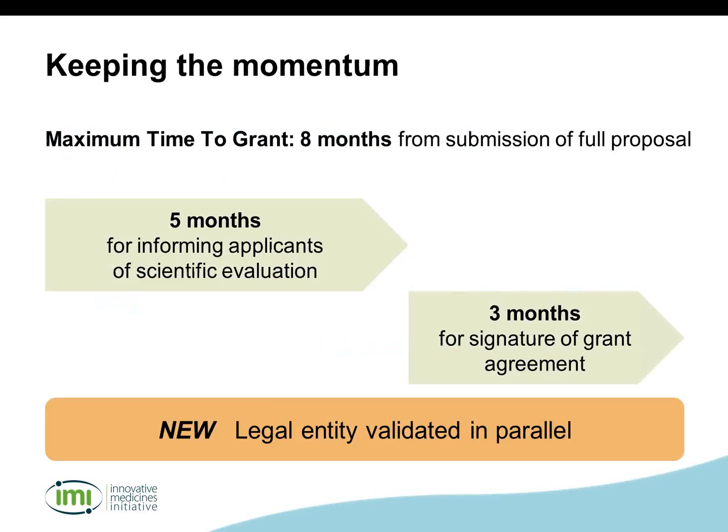We try to keep our time to grant up to 8 months, and typically we are able to do that. There is no problem. We stay within 5 months for informing the applicants of scientific evaluation from the time the full proposal was submitted. And then typically it takes 3 months to prepare the project consortium agreement and the grant agreement. To speed up the process, of course, we try to validate legal entities in parallel.